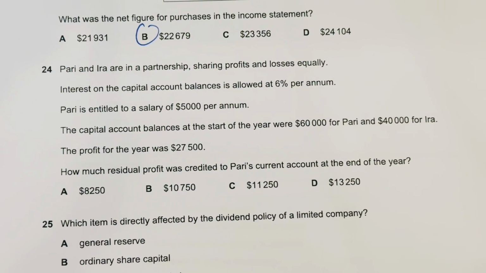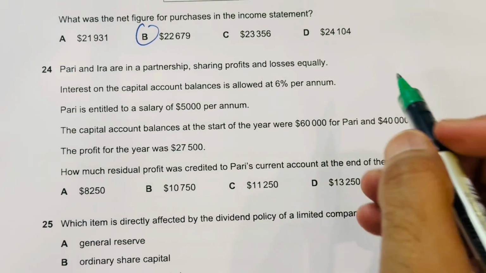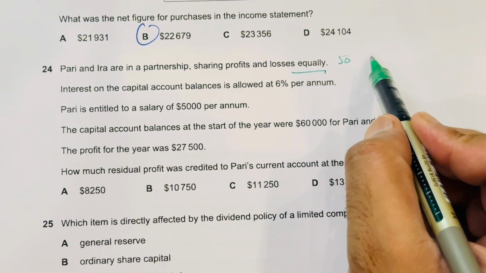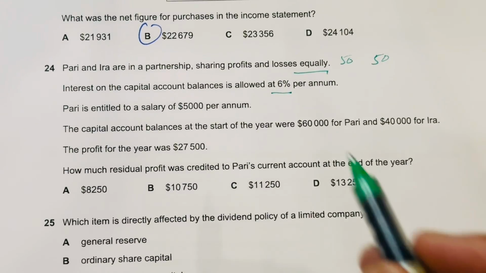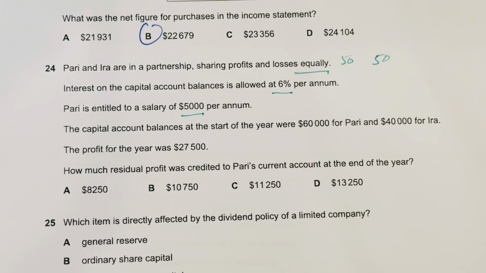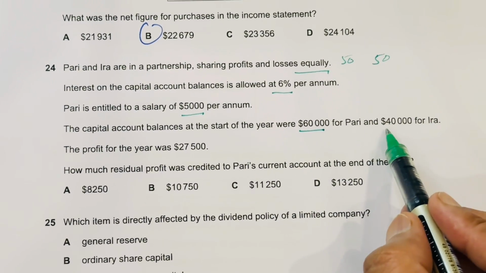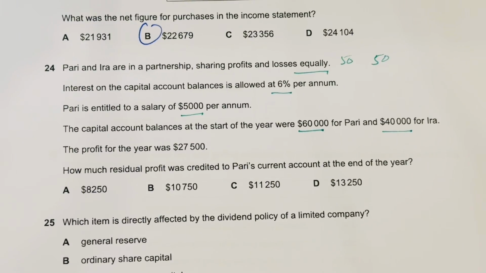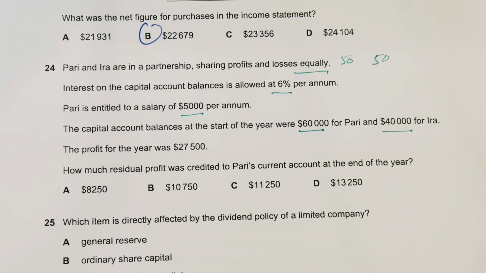Pari and Era are in a partnership sharing profits and losses equally. This means they are partners of 50-50. This is the important information. Interest on the capital balance is at 6% per annum. Pari is entitled to 5,000 per annum salary, and the capital account balance at the start of the year is 60,000 for Pari, and for Era that is 40,000. The profit for the year was 27,500. How much residual credit did Pari's current account receive at the end of the year?